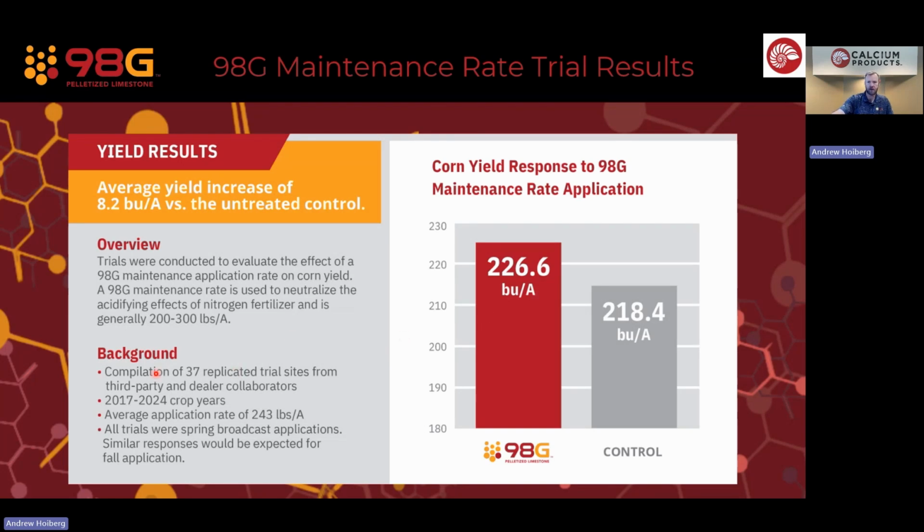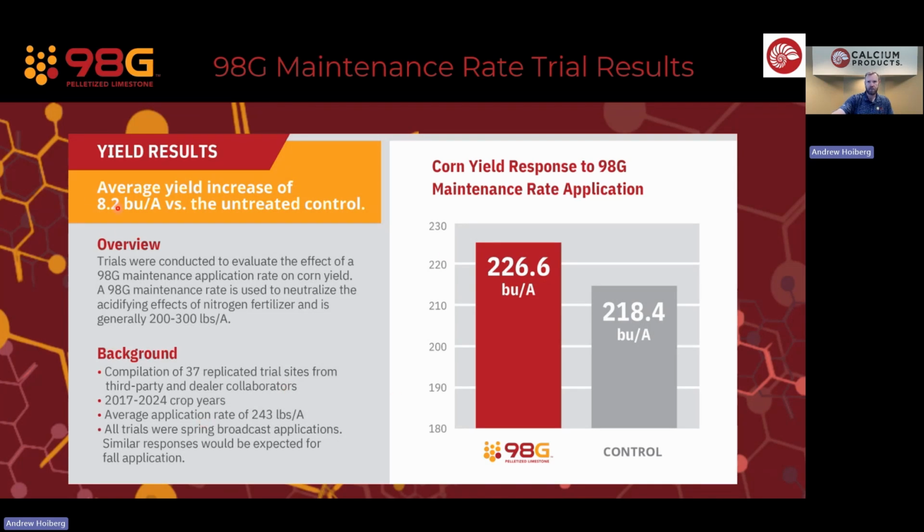So we've got 37 trials dialed into this now. The average application rate is about 250 pounds, just below that. All these trials, it's worth noting, were spring broadcast applications. And so this is an application that was put out in the spring, and we got that yield impact that same year that it was applied. It's not to say you couldn't put it out in the fall. You certainly could do that with the same kind of results, but these were all spring applications. So that just shows you how quickly 98G goes to work in the soil in that year of application.